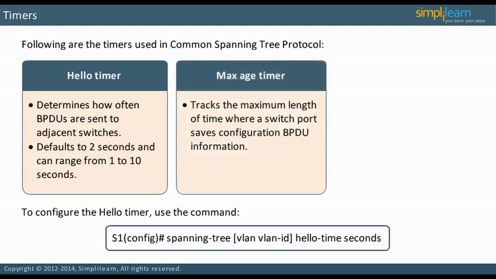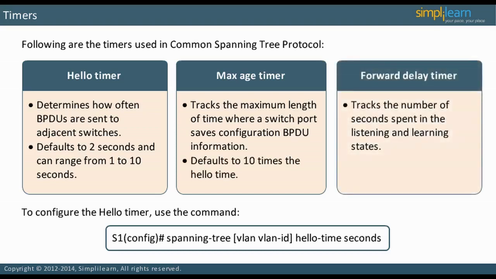The second timer tracks the max age time. It is the maximum length of time a switch port saves configuration BPDU information. If a switch does not receive a BPDU from its neighbor before the max age time, it will assume the neighbor is down. Max age defaults to 10 times the hello time. The third timer tracks the forward delay time. This is the number of seconds spent in the listening and learning states. This defaults to 15 seconds. In the next slide, let us discuss the port states.